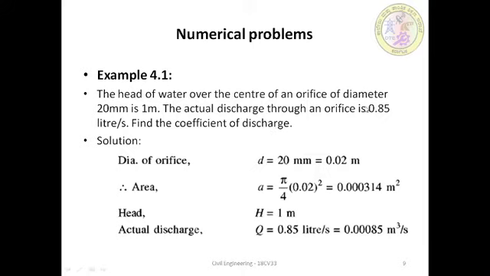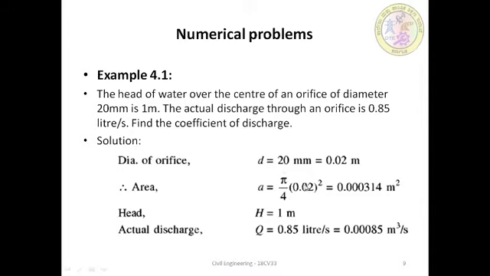Based on this, from the given data, the diameter of the orifice is known. It's 20 mm. And what is the head? Head is 1 meter. So the diameter D is equal to 20 mm. For convenience of uniform units, convert into meters. The 20 mm will become 0.02 meter.